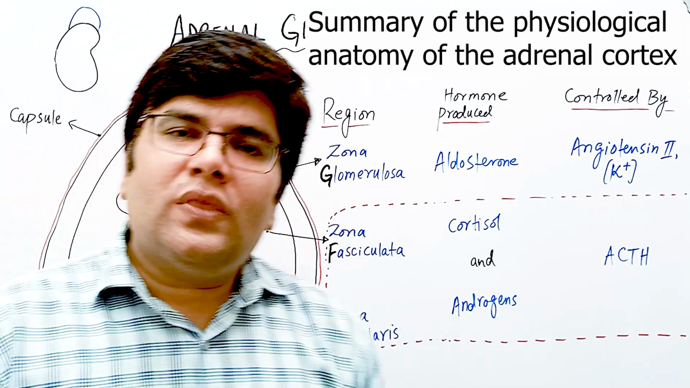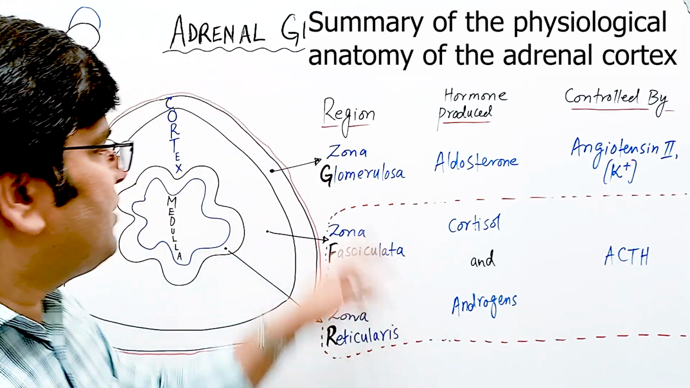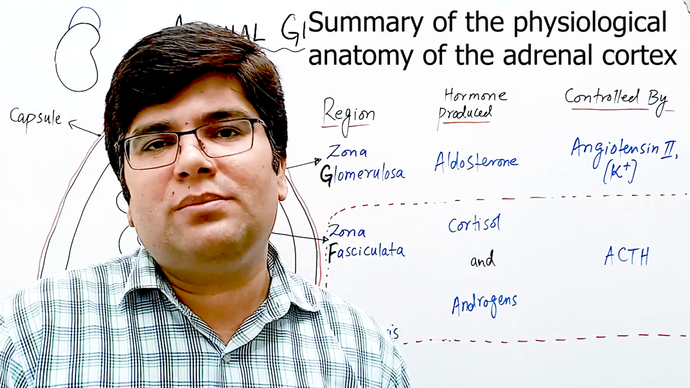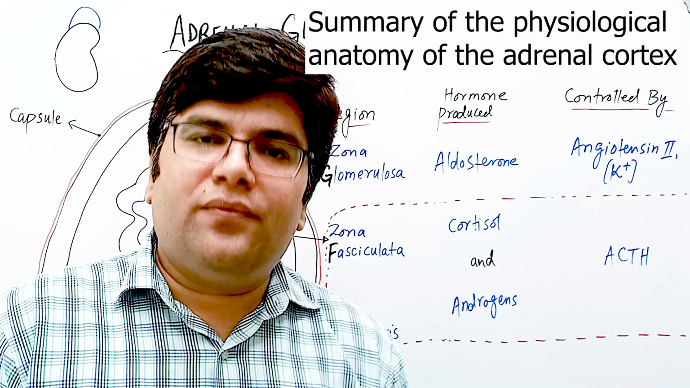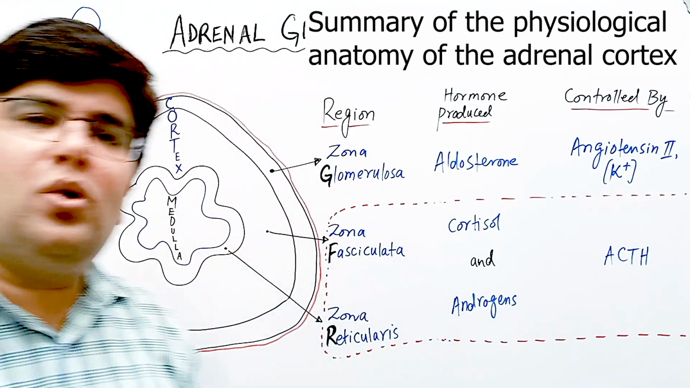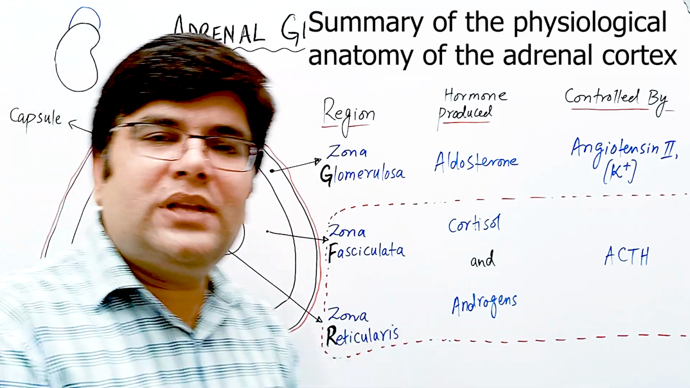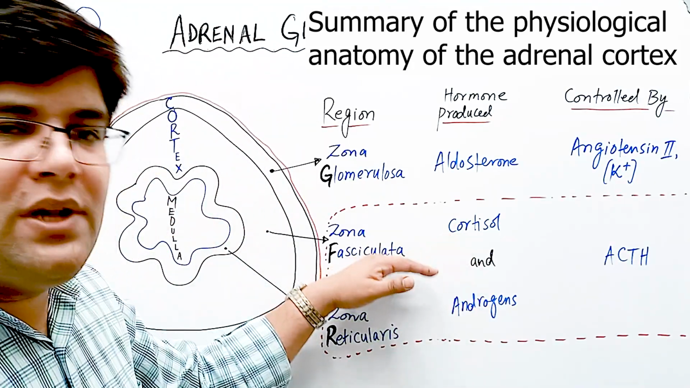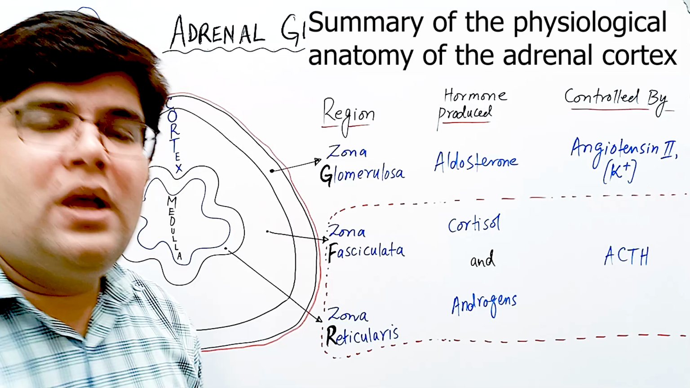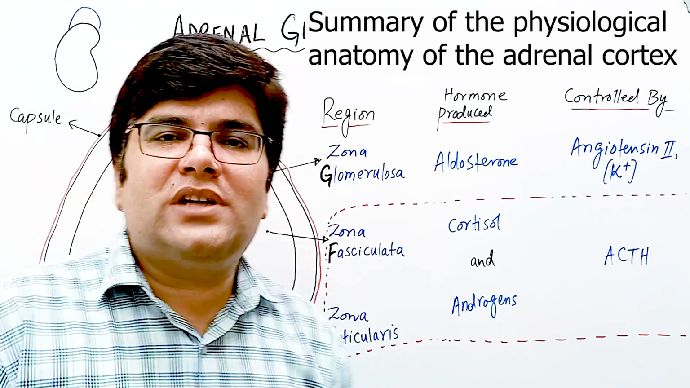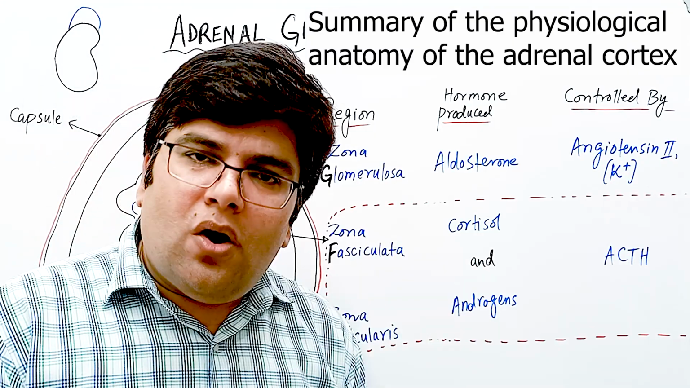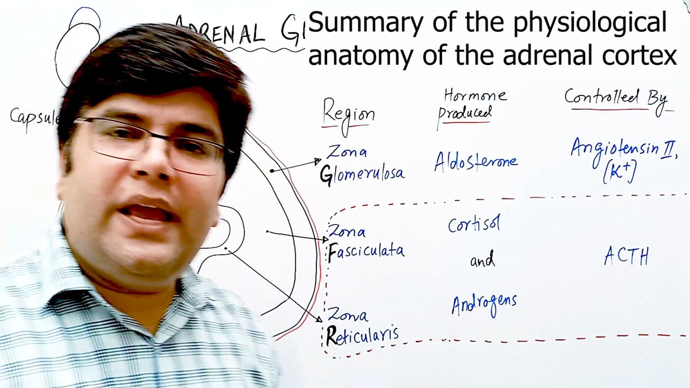The major mineralocorticoid released from the zona glomerulosa is aldosterone. It regulates sodium and potassium levels in our extracellular fluid. And the major glucocorticoid, which regulates your blood glucose level during times of stress, is cortisol. It is produced mainly from the middle zone but also a little from the inner zone.